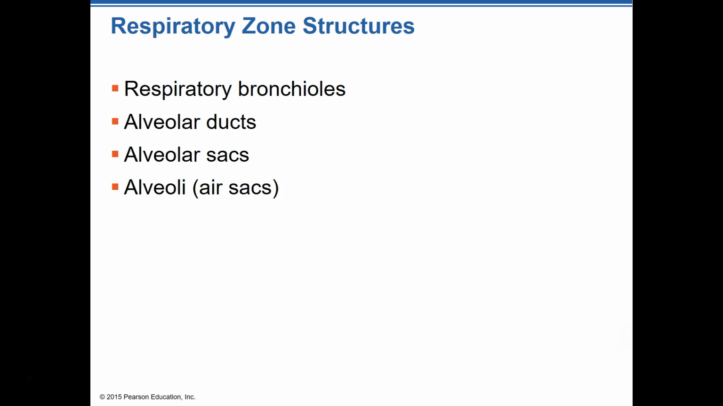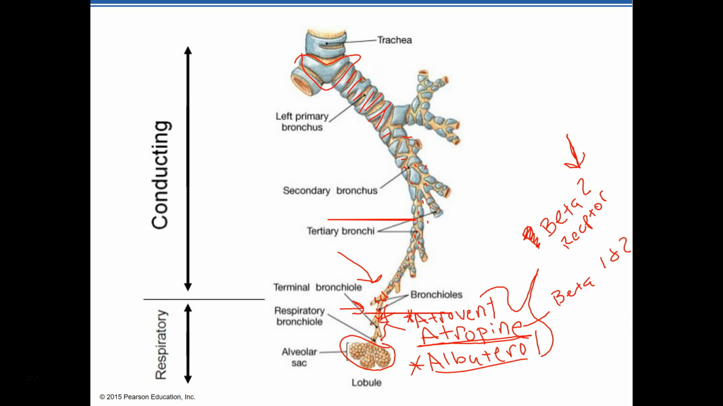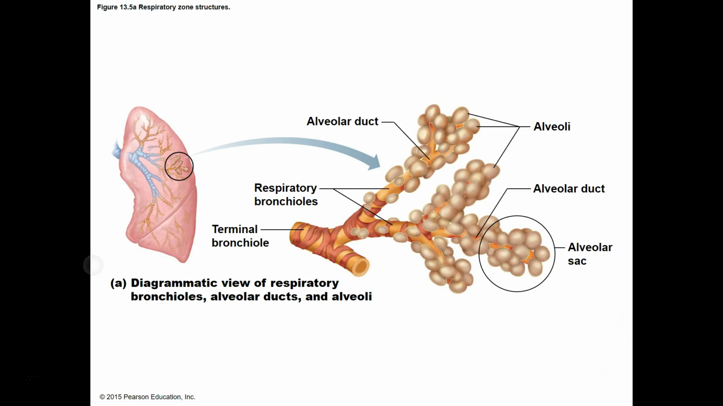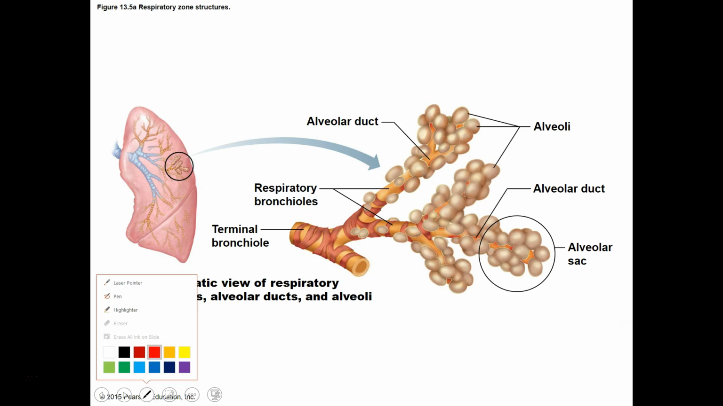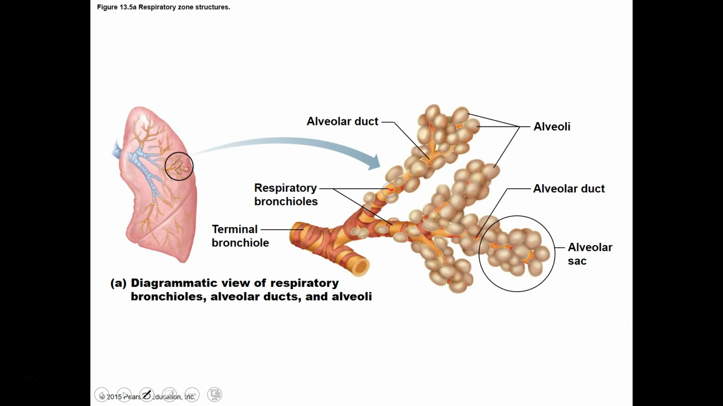So, specific respiratory zone structures, we talked about the bronchioles. Then we have alveolar ducts, alveolar sacs, and alveolar air spaces. Now, this little picture down here tells us where the alveolar sacs are, down here at the very bottom, where I've circled it. That's the alveolar sacs. It looks like grapes. And here's a little better picture of it, and it shows us the ducts and all that stuff. There's the bronchioles down here, the duct down here, and the alveoli here.